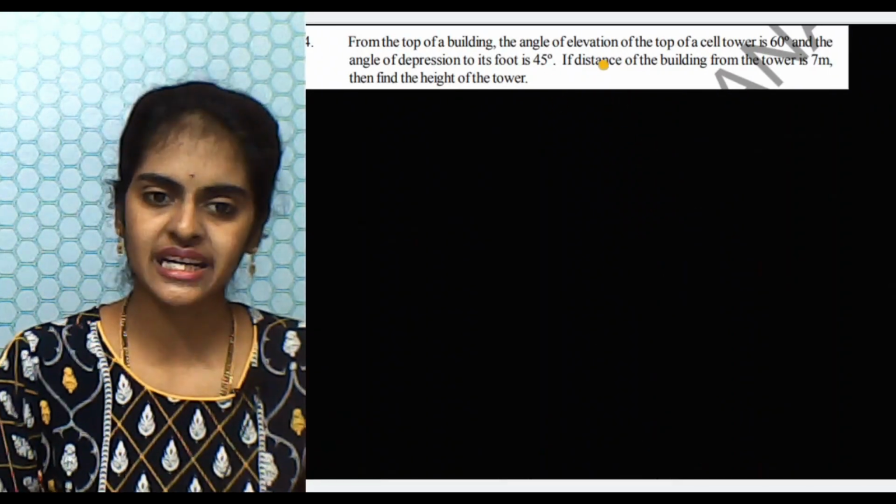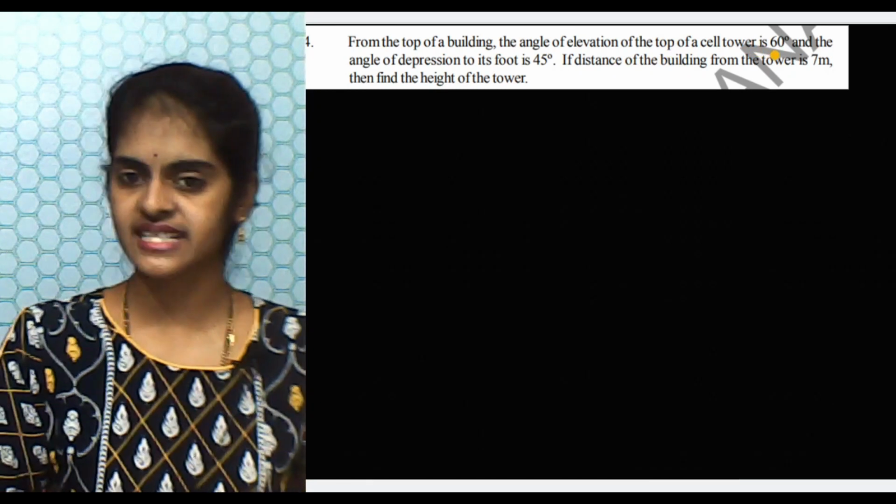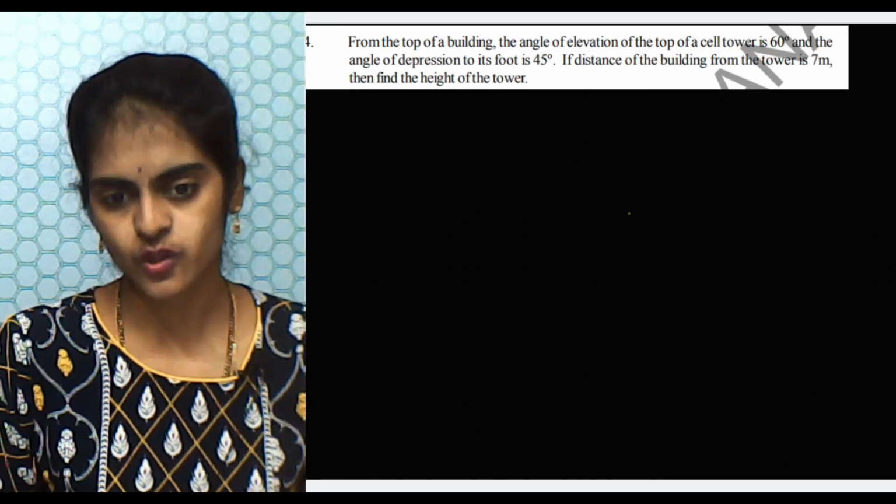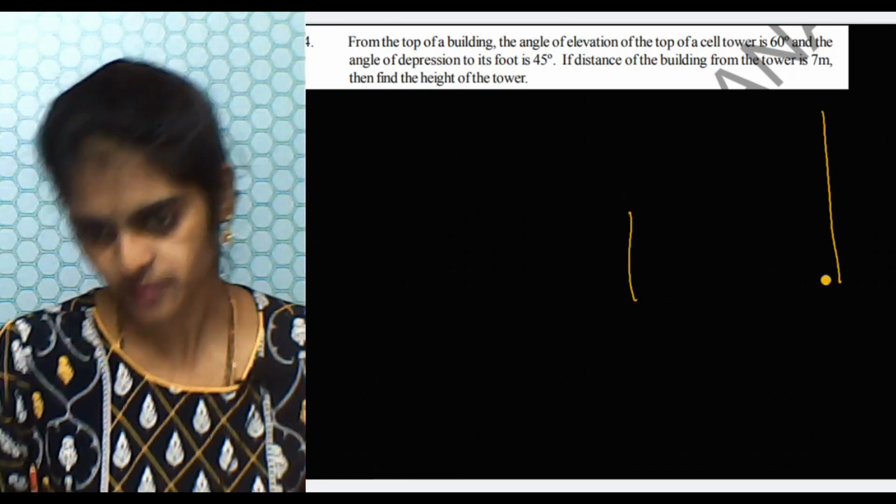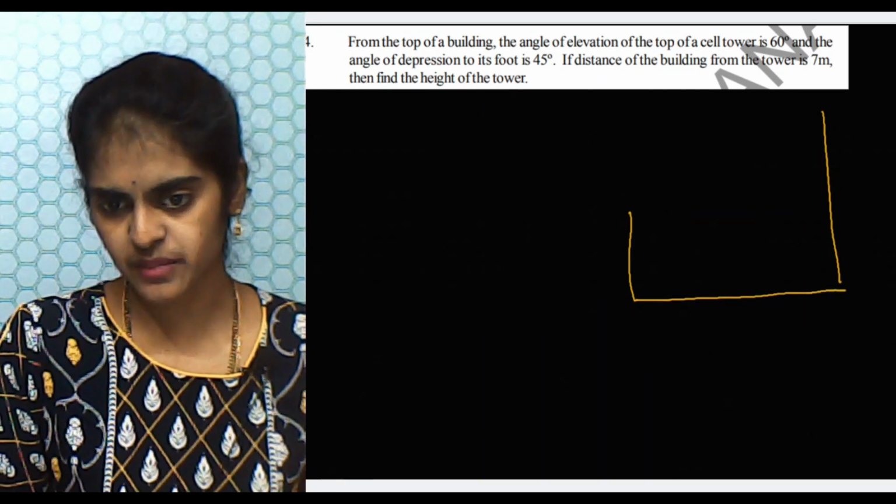From the top of a building, the angle of elevation of the top of a cell tower is 60 degrees. So you have a building, you have a cell tower, and let this be the ground.